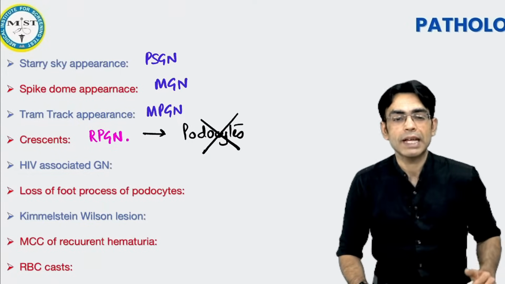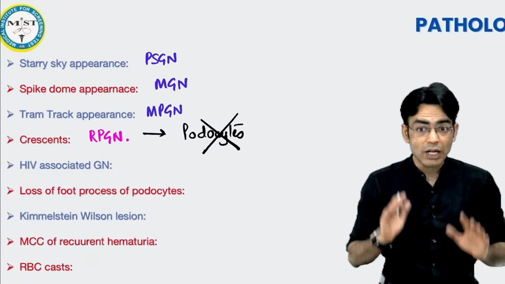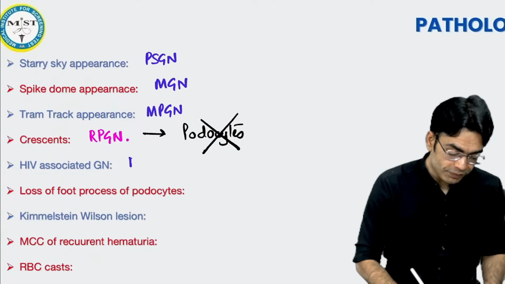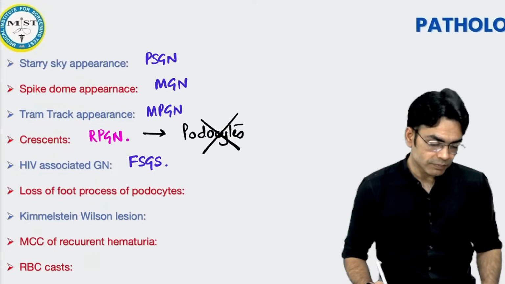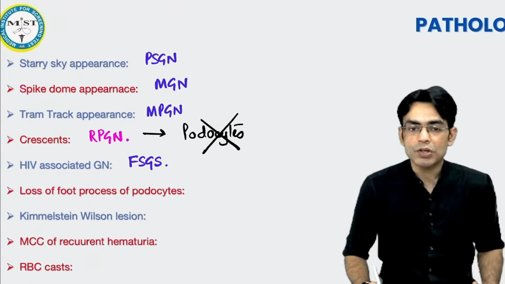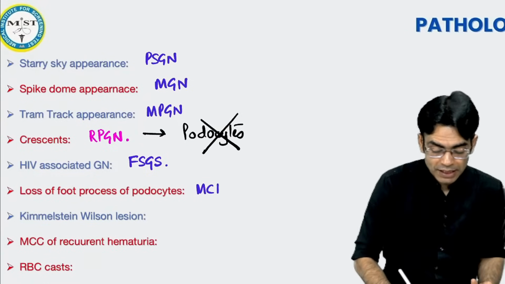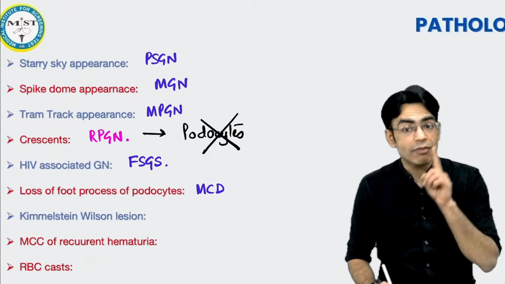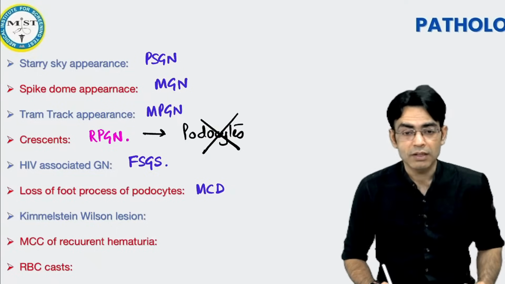Then HIV associated glomerulonephritis. Whenever the HIV word is given with a glomerulonephritis, majority of times it is your focal segmental glomerulosclerosis, FSGS. Very good beta. Then loss of foot process of podocytes: this is your minimal change disease. Most common cause of nephrotic syndrome in a child. Lymphoid nephrosis is the other name. Steroid responsive glomerulonephritis it is.